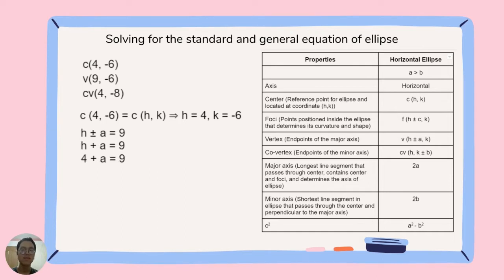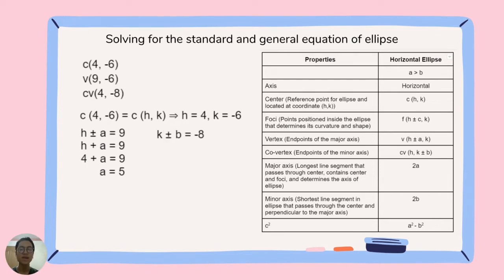Since we already have the value of h, which is 4, we can substitute it, so it would be 4 plus a equals 9. Now solving for a, we have a equals 5, because we moved the 4 from the left-hand side to the right-hand side, which made it negative 4. So 9 minus 4 is equal to 5. Hence, a is equal to 5.